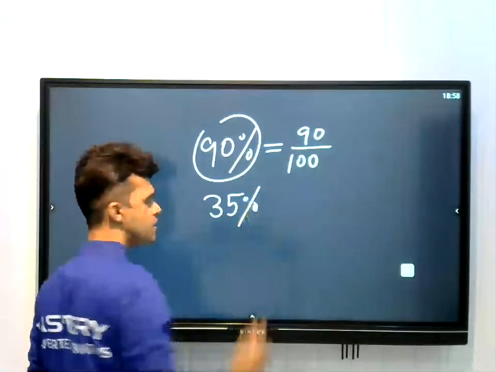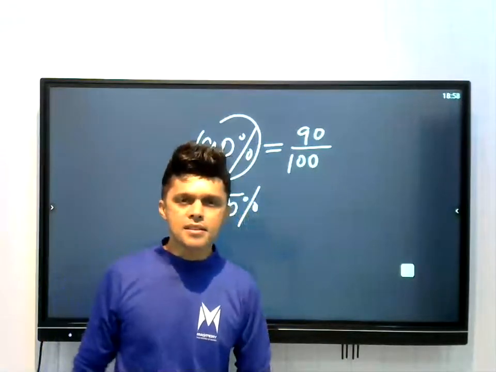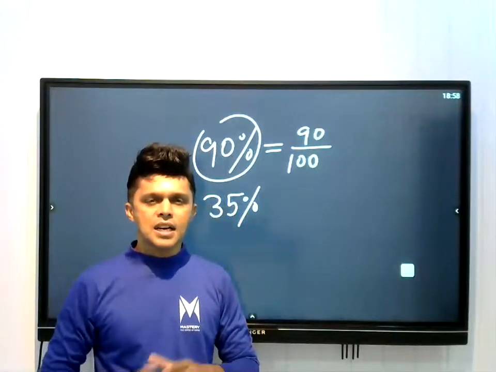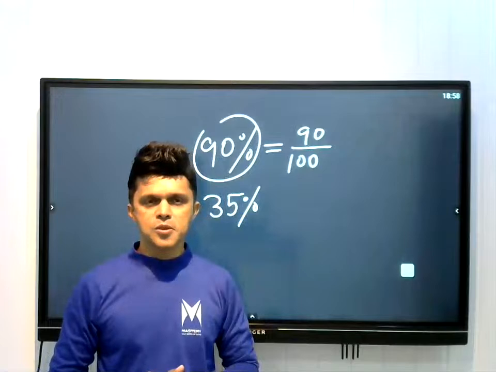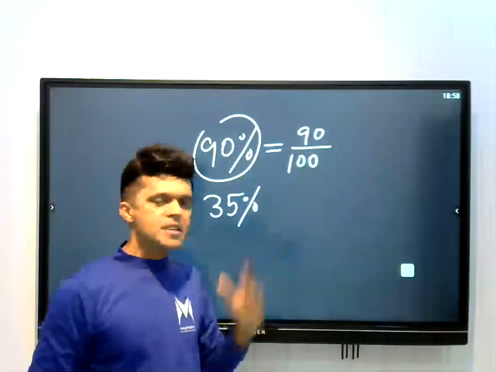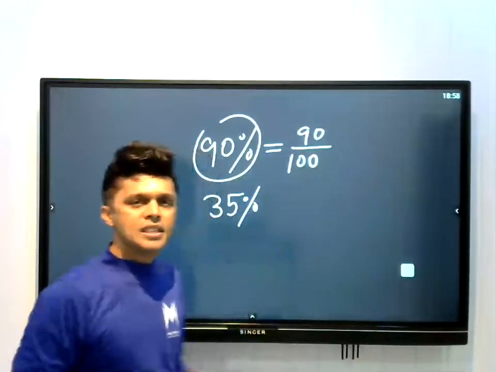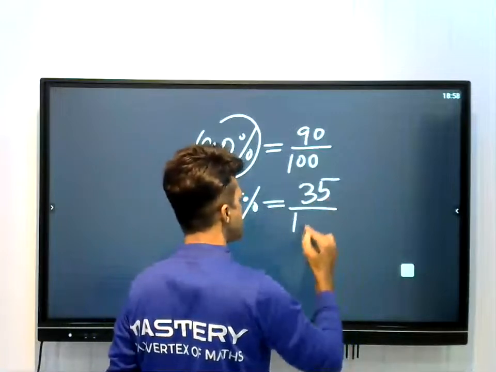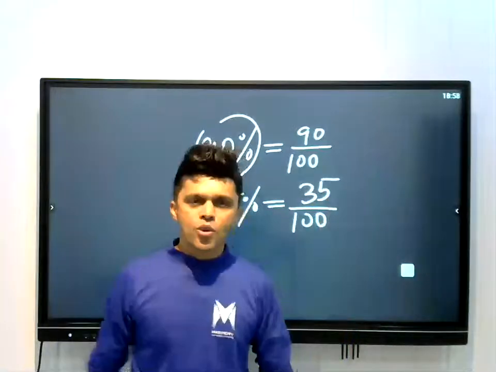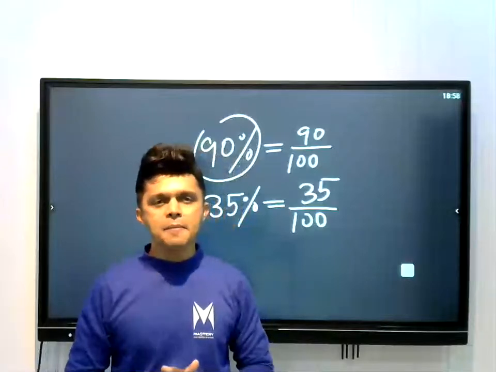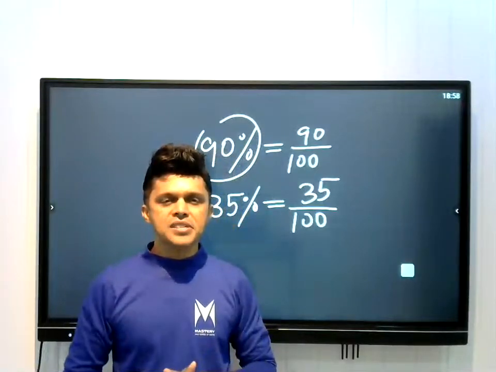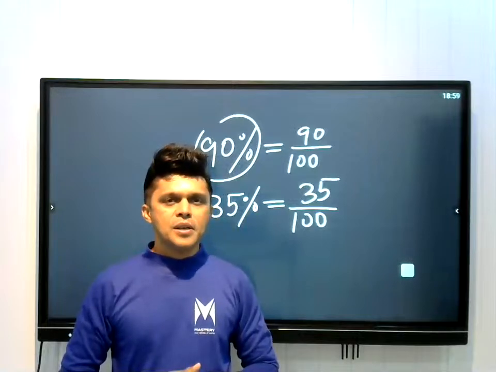This one, 35%. What is the meaning of this one? 35% can be written as a fraction, that's 35 over 100. A given percentage can be written as a fraction.